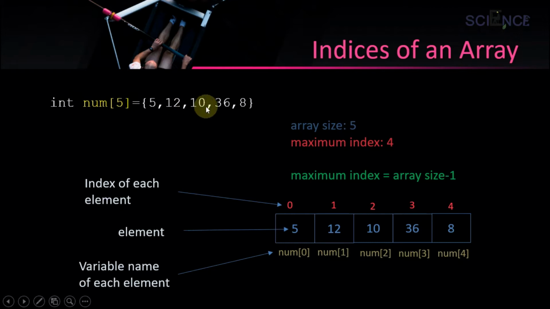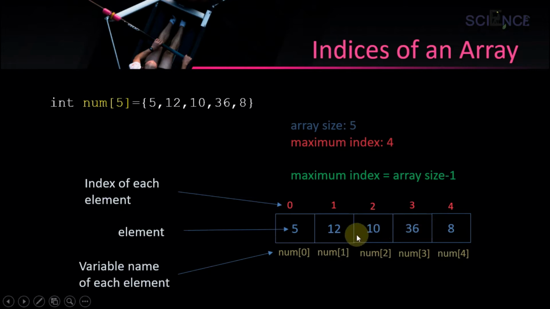And it has 5 elements. So then we can represent an array like this, right? In the first element, what is our first element? It is 5. Second element is 12. Third element is 10. Likewise, we have 5 elements in this array, right?